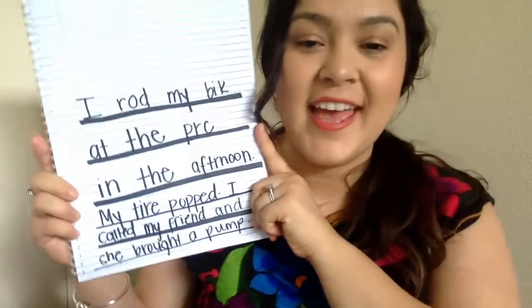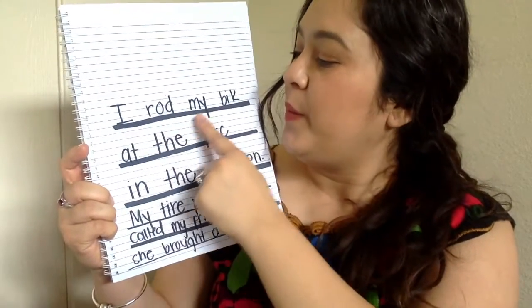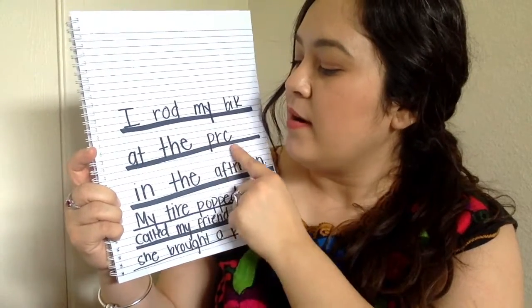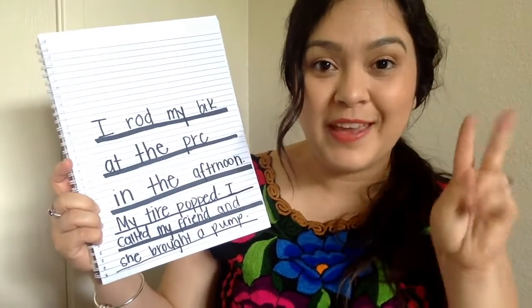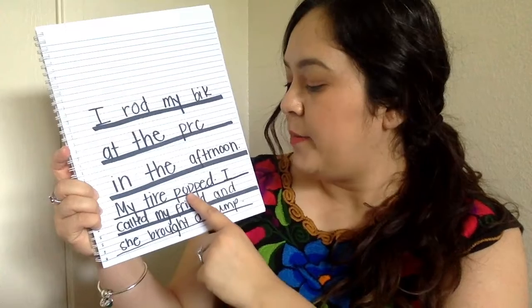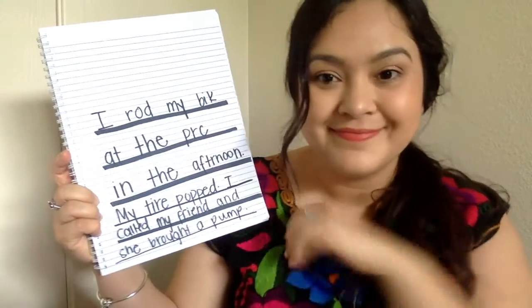Alright, so here is my finished story. So if we want to go back and read it together, it says, I rode my bike at the park in the afternoon, and here's where I added my problem and my solution. My tire popped. I called my friend and she brought a pump.